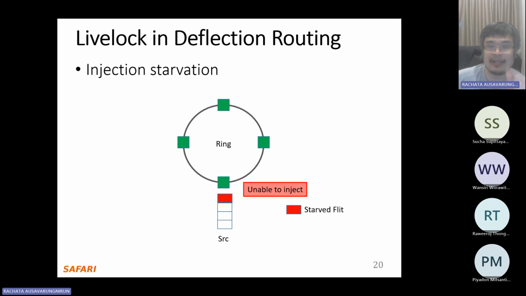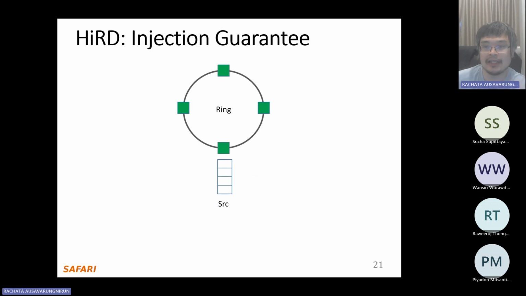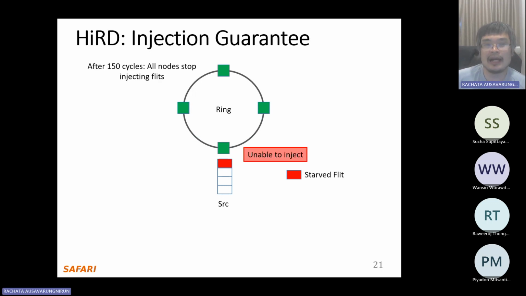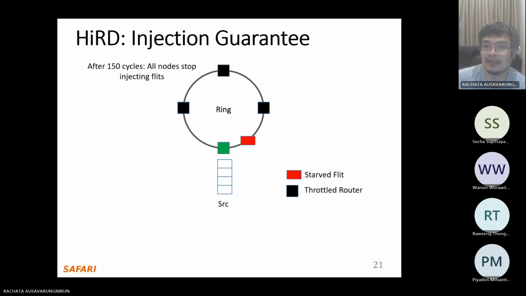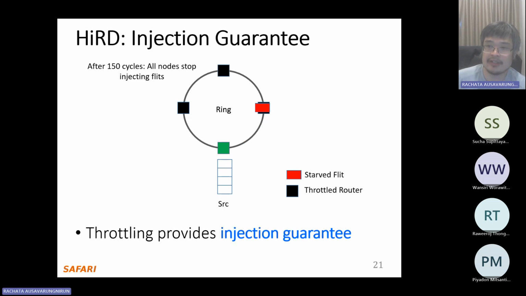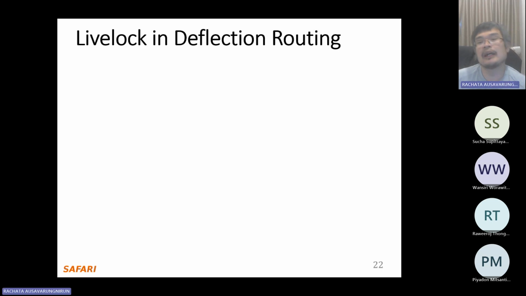So if I detect a stopped packet, our injection guarantee kicks in. The way it works is if I see a stopped packet, after some cycles, I stop injecting any new thing. So the throttle: I don't make any new flits be injected into the network. That guarantees that you can inject and go to the destination. Throttling provides an injection guarantee at the local level.